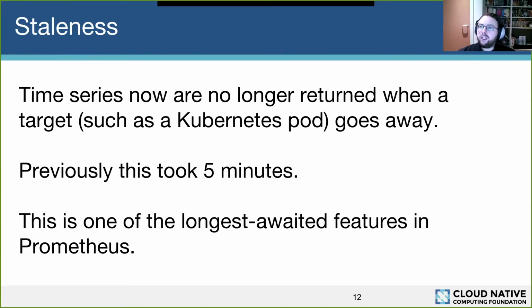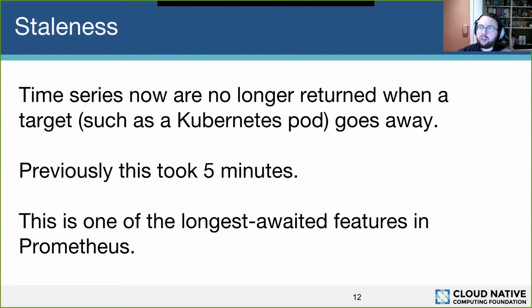The second big change after the storage engine, for which I should of course mention Fabian, who basically developed the storage engine, is staleness. A long-standing issue, in fact one of the longest issues that we had in our bug tracker, was around staleness. In Prometheus 1, if you had a time series and it went away, such as a Kubernetes pod going away, Prometheus would continue to return that for 5 minutes afterwards, which causes a bit of problems if you're trying to, for example, alert on that going away, because it's going to add a 5-minute delay to that.